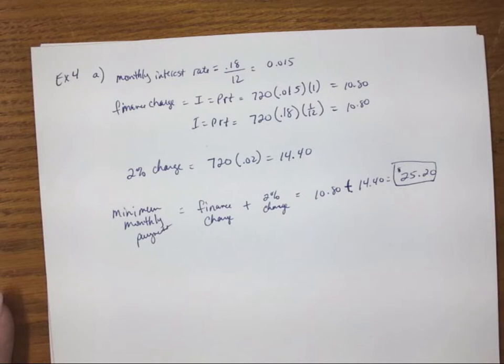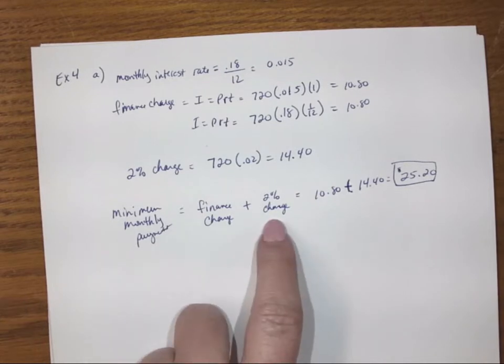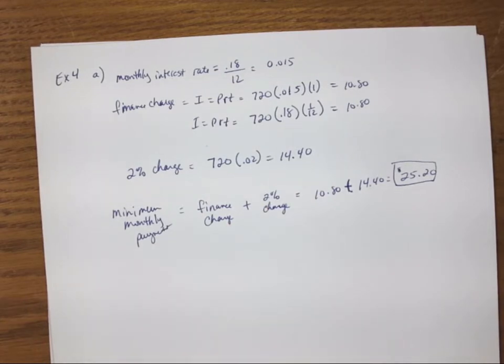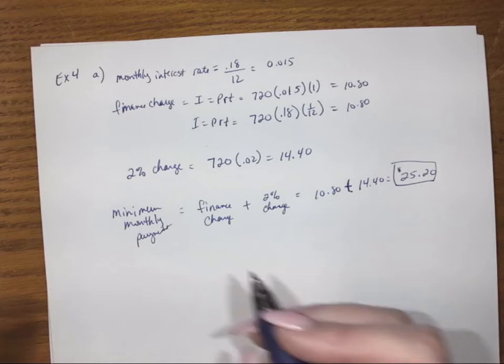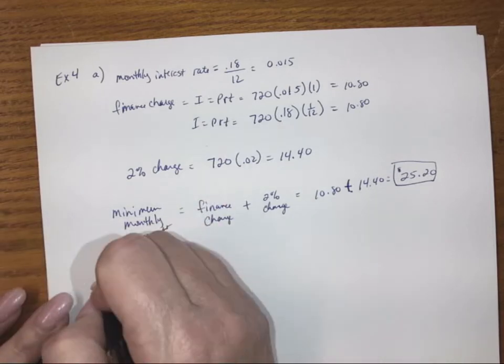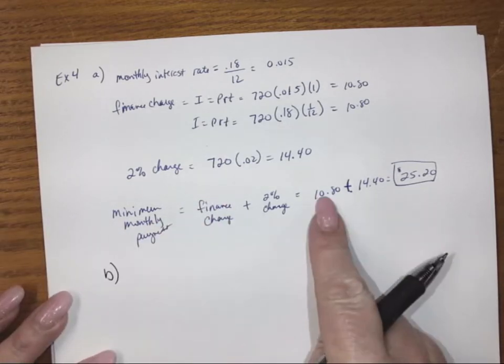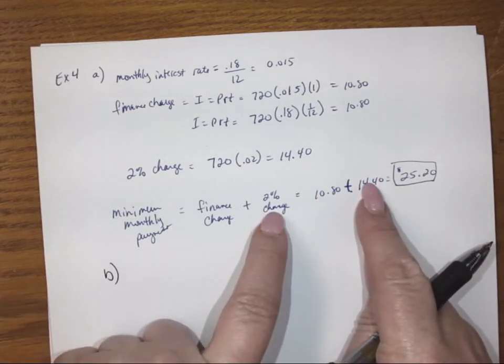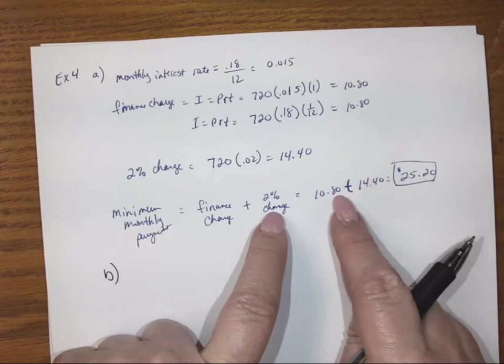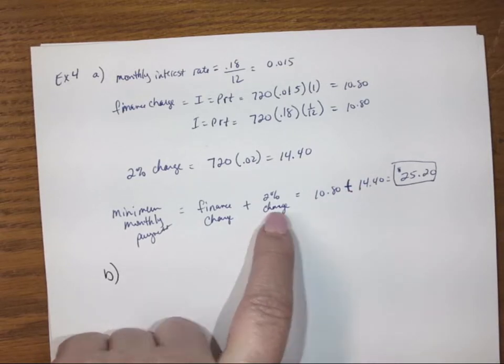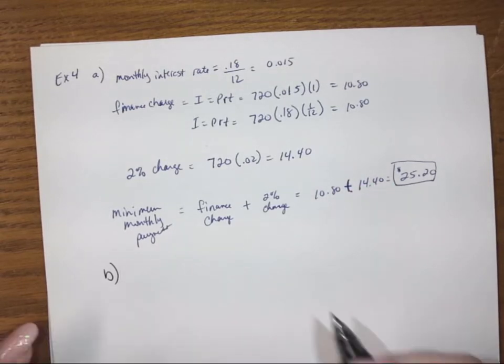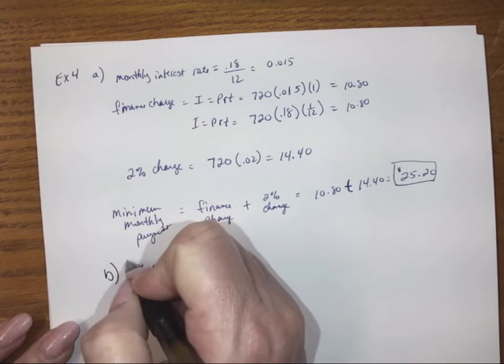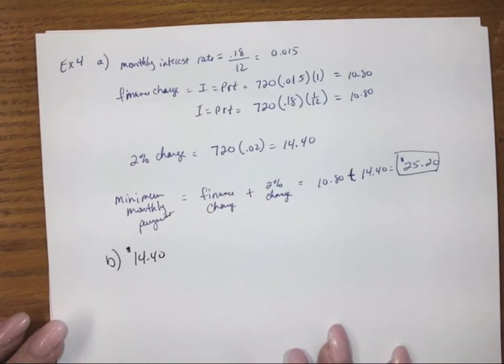So that is the first monthly payment, 2% of the balance plus the finance charges. All right, part B says how much principal have you paid off for your loan? So when we're looking at part B, how much principal did we pay? So we paid this interest. This is what we paid on the principal, the 2% charge, because the interest is getting added on to the balance. So the only thing we paid on principal is $14.40, which is the 2% charge.